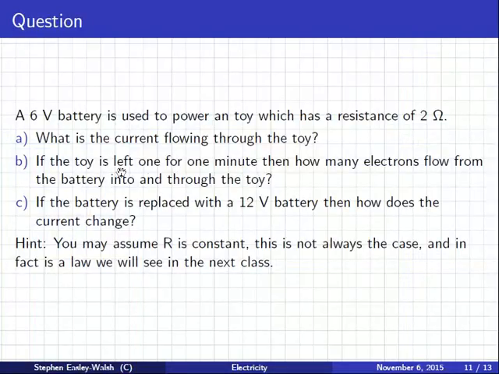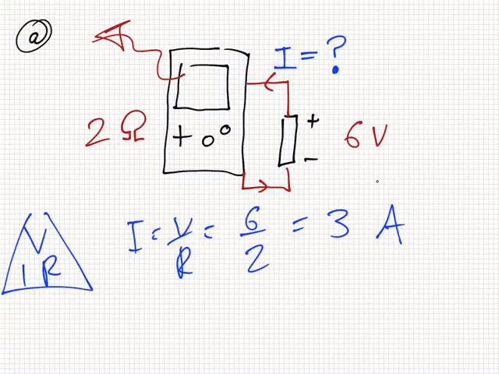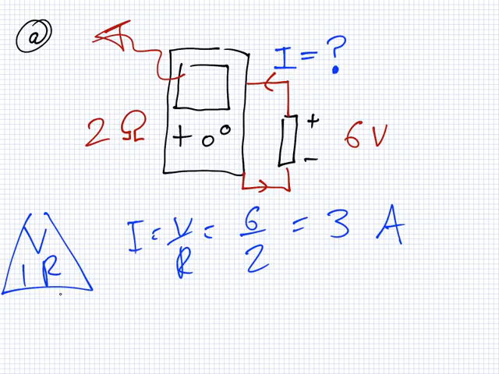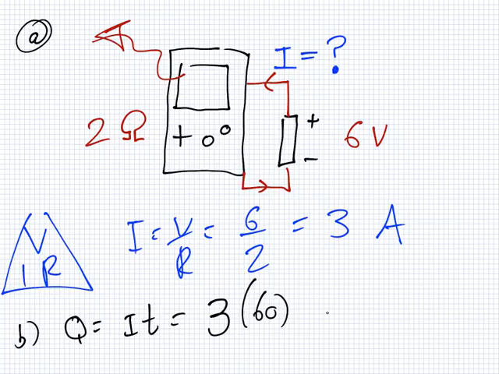If the toy is left on for 1 minute, how many electrons flow from the battery into the toy? Right, so we have to use the other formula. What's that? Q equals I T. What's the I? The I is 3. And the T, if it's 1 minute, is 60. So the answer is 180 coulombs.